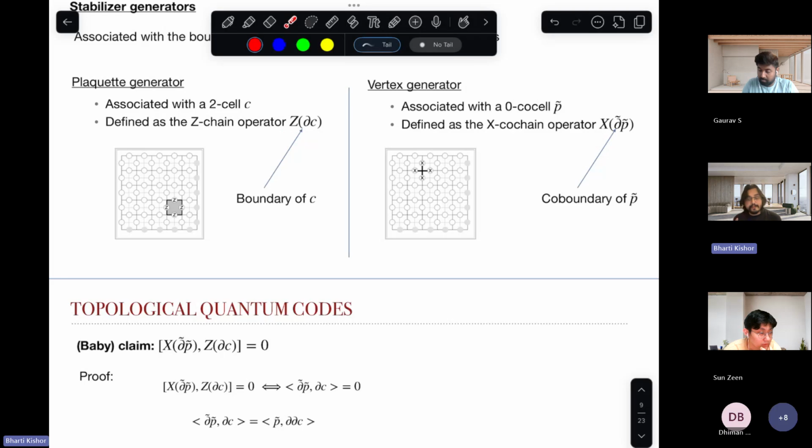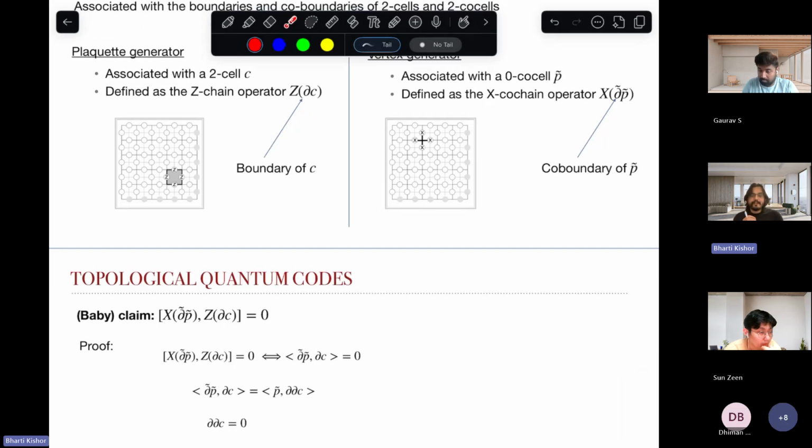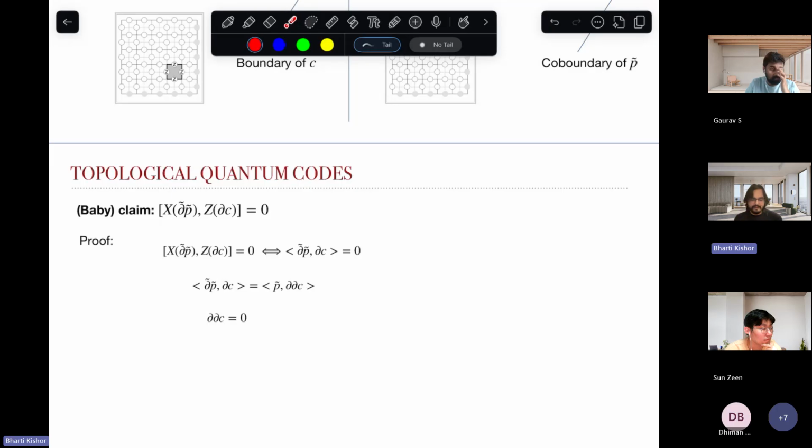So the first simple claim that we will see: earlier we were saying they commute and all that, but now we can take very complicated cases, and we will see how easy the proof is. It's just 3 lines. So the vertex generator and the plaquette generator, they commute. And why should that hold? Because the commutation relation between them is nothing but the inner product between them. But then I can transfer this delta here, by the inner product relation that we talked about. And then boundary of boundary is 0. So because this is 0, everything just collapses.